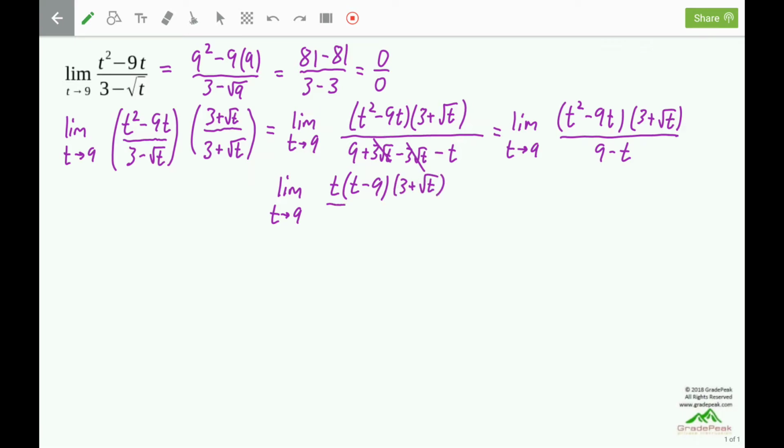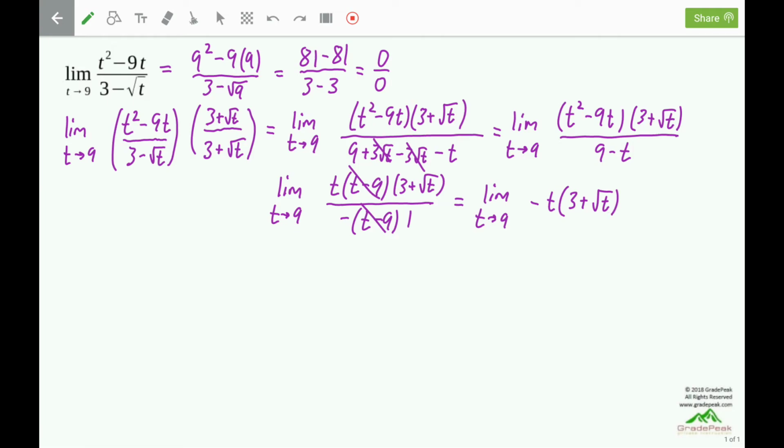And in the denominator, let's factor out a negative 1, because by doing so, the t becomes positive and the 9 becomes negative, and now the factors match each other. And these are the factors that are making the 0 over 0. We're going to be left with a negative 1 in the denominator. Dividing by negative 1 is the same as multiplying by negative 1, so when I rewrite this, I can just rewrite it as negative t times 3 plus root t.